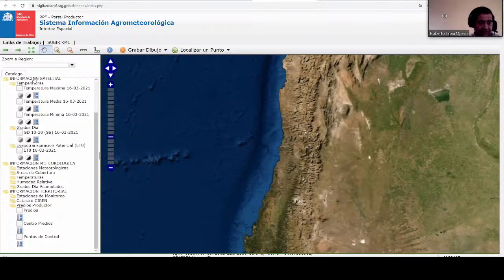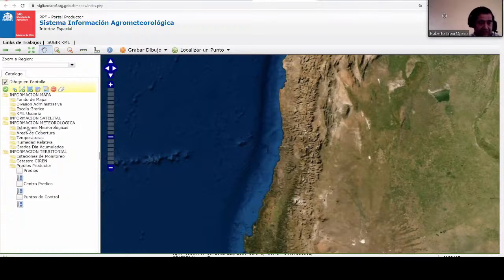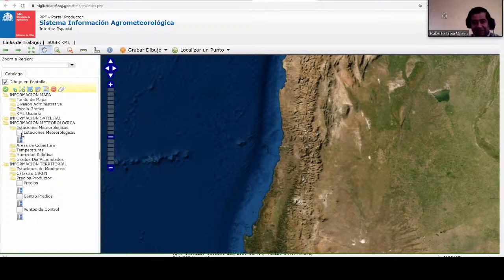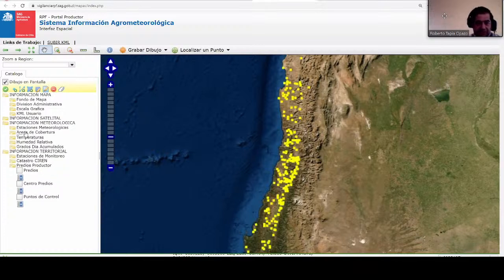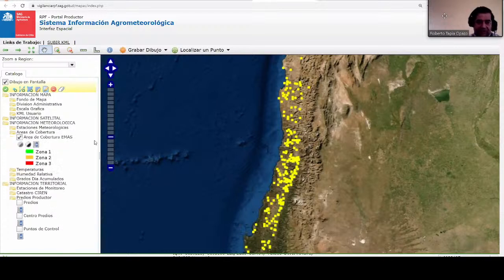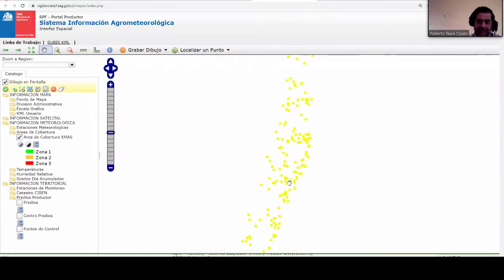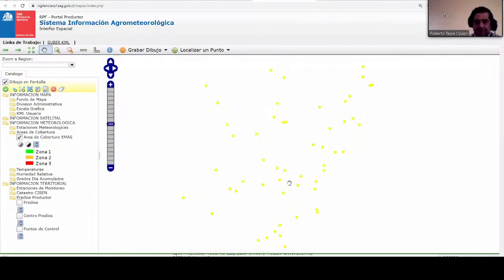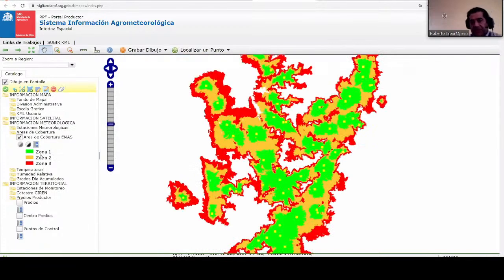Then if we move to the meteorological side, we see the meteorological stations, 450 stations, and you can see the information on each of these points that can be seen in the pools. And then the coverage areas where we see the calculation for alerts. And you can view it on a pixel-to-pixel basis.